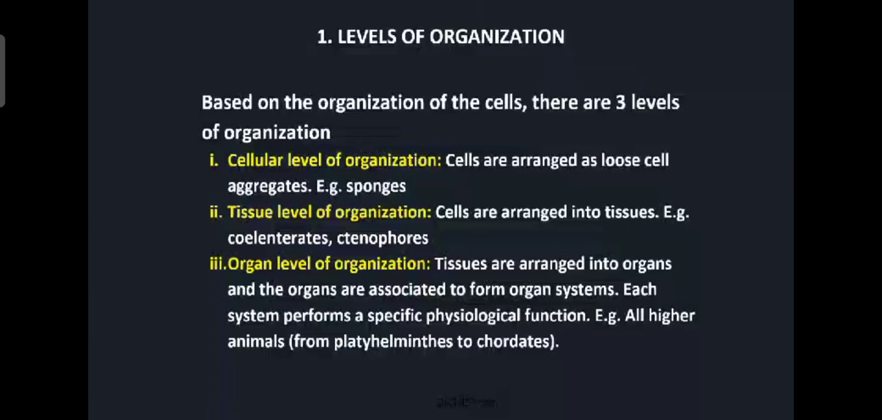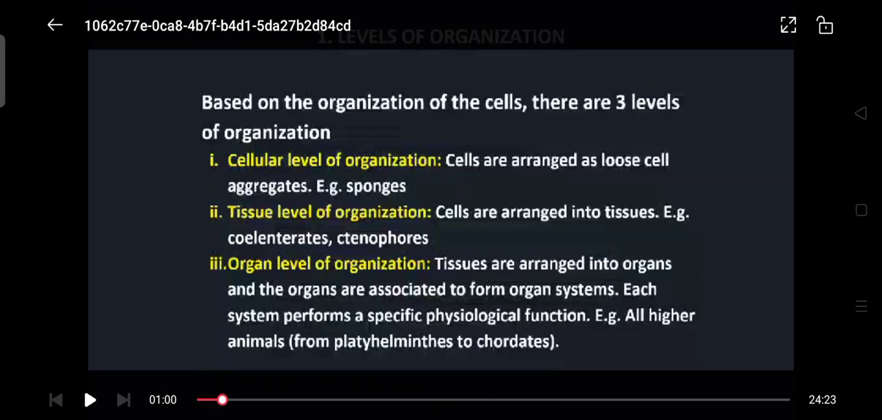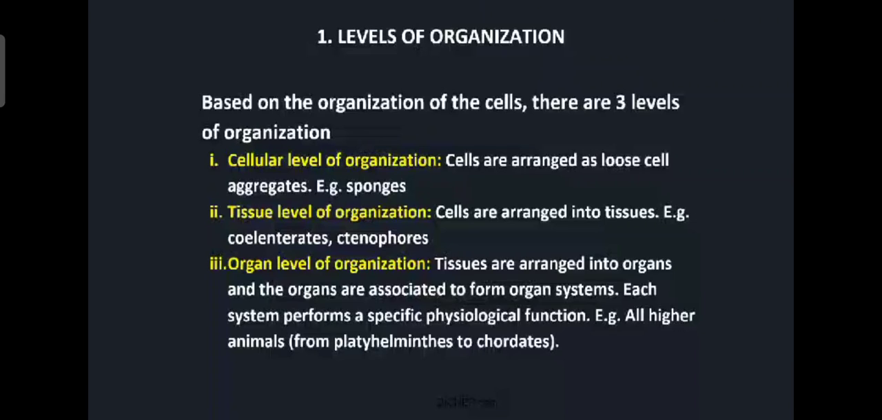For example, the digestive system. Digestive system consists of mouth as one organ, then esophagus, stomach, small intestine, large intestine. So all these are the organs. They come together and form the system. And many different systems come together to form the animal: digestive system, respiratory system, excretory system, circulatory system. All such different systems come together and form the animal. So that is the base, that is level of organization.